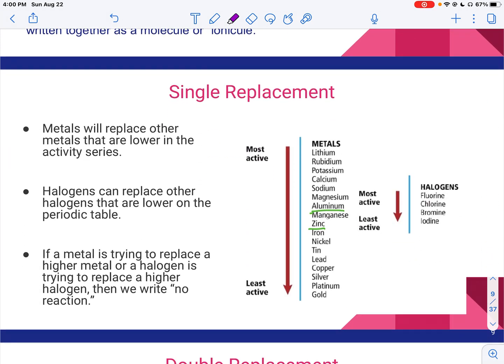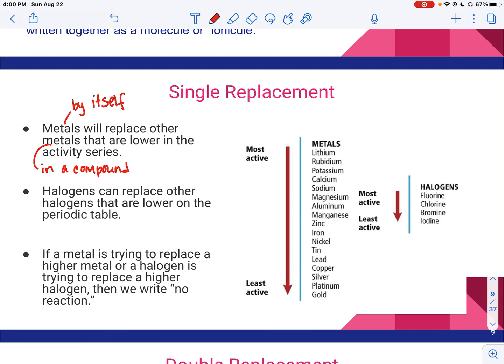For single replacement reactions, I just want to go over when we might write no reaction, either in a single replacement or a double replacement. In single replacement, if we have a metal that's by itself, it will replace another metal that's in a compound if the metal in the compound is lower in this activity series that we have over here.